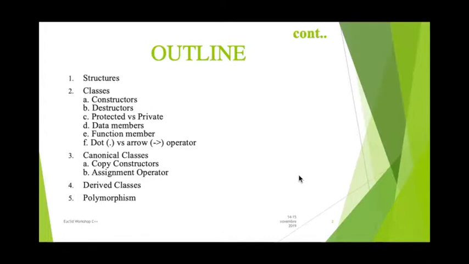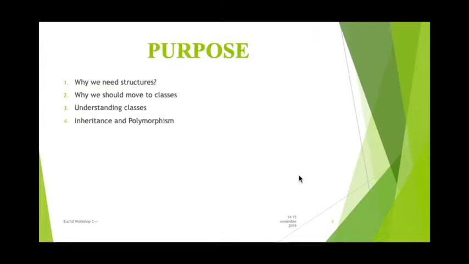And then we have the canonical classes and copy constructor, assignment operator, derived classes, polymorphism. And the purpose of this session is why we need structure, and then why should we move to classes from structure, and then we will go through the basics of classes, and then inheritance and polymorphism. So first is about structure.